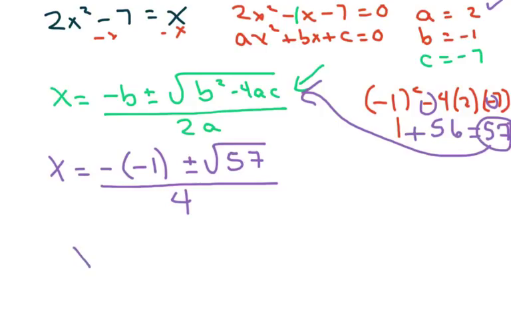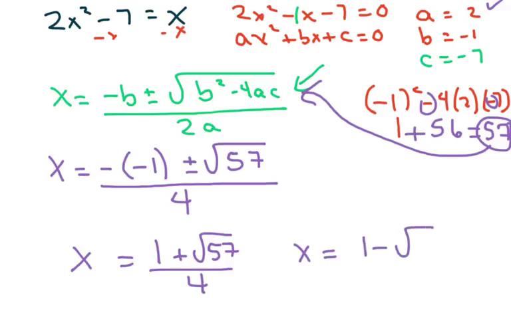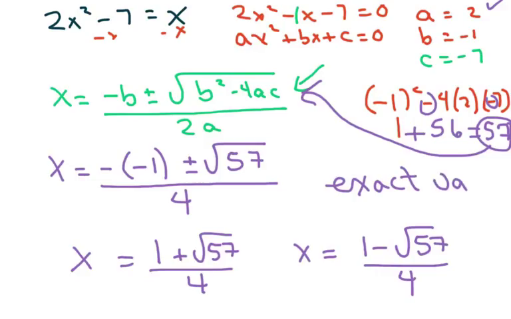Now I'm going to separate this out. 2 negatives make it positive. So we have 1 plus square root of 57 over 4. And we also have x equals 1 minus square root of 57 over 4. Those are exact solutions, exact values. If your teacher wants approximate, then you will use a calculator.